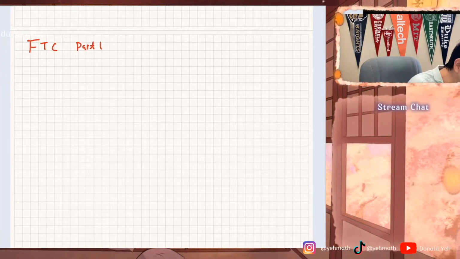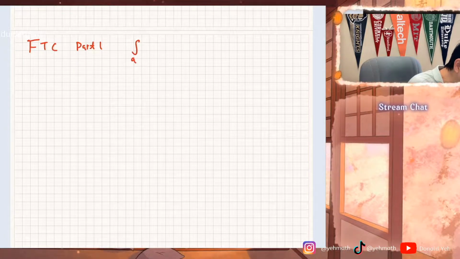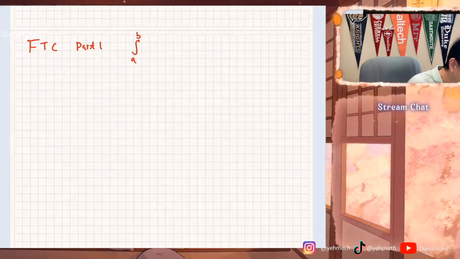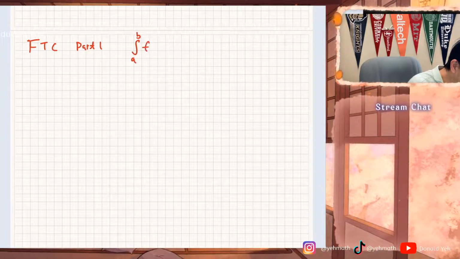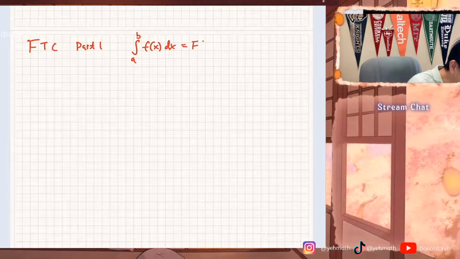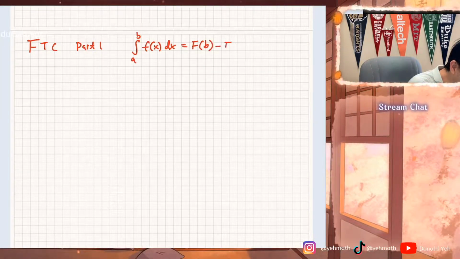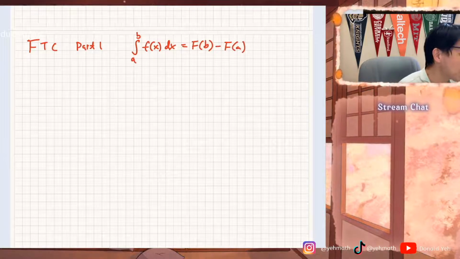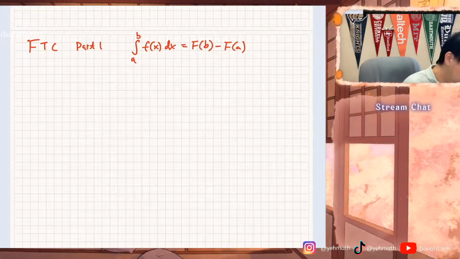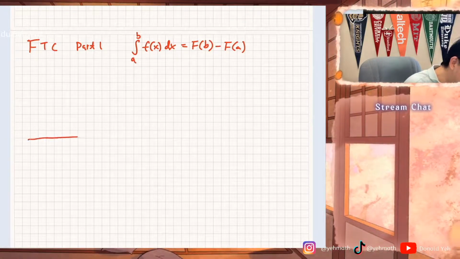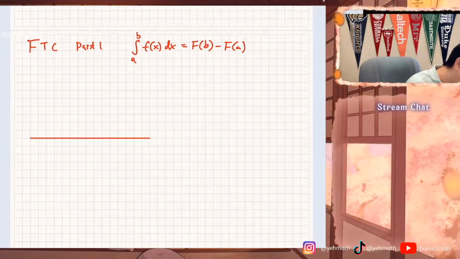We have the fundamental theorem of calculus. We already talked about the other one, and we're going to talk about part 1 again. Part 1 says the integration between a to b of f of x dx is equal to big F of b minus big F of a. Now, knowing this, do you know how to do this question if I give it to you? No. So I'm going to show you.